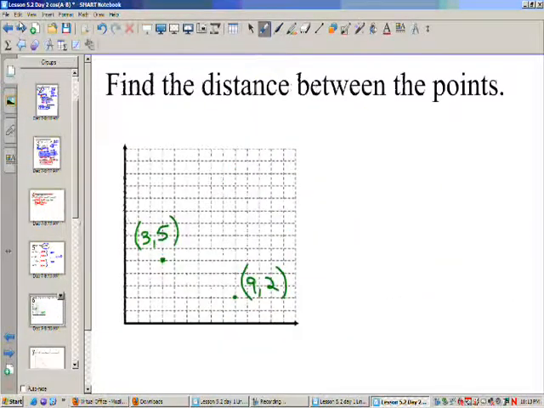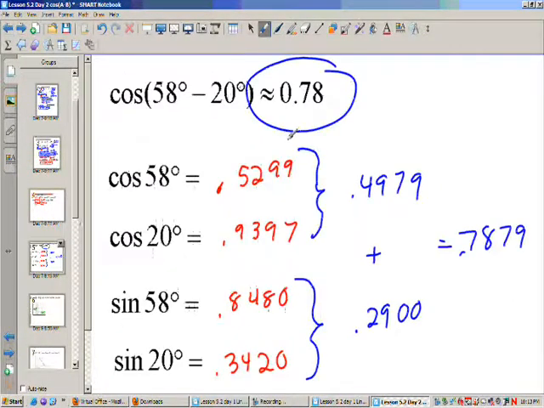So this would be how we do it. We take our cosines, multiply those together. Take our sines, multiply those together. Cosine of each, sine of each. And then we add those together, and then we get the answer. That's pretty crazy.